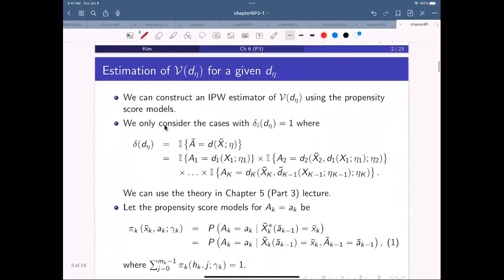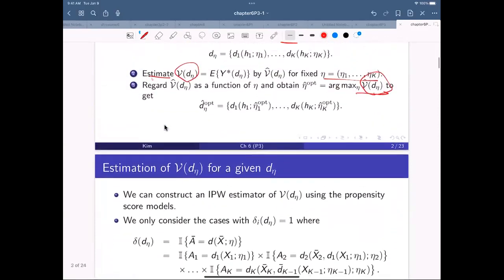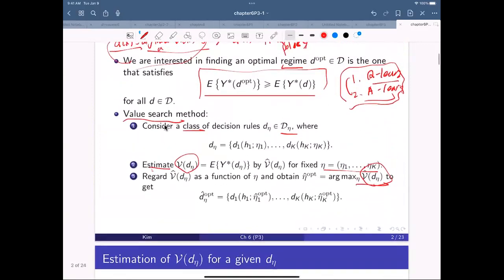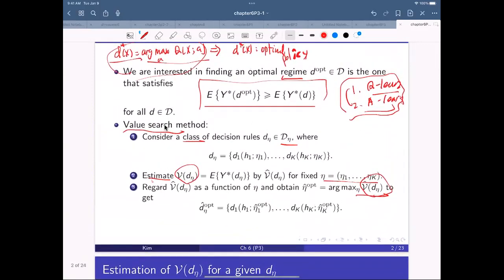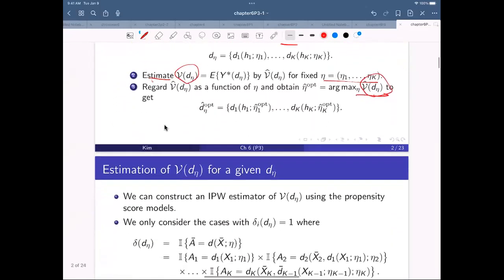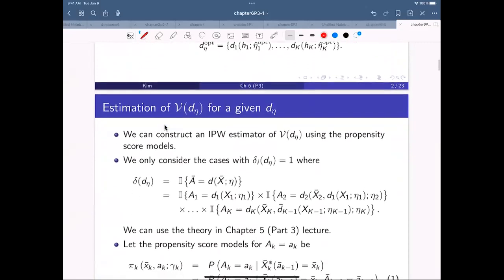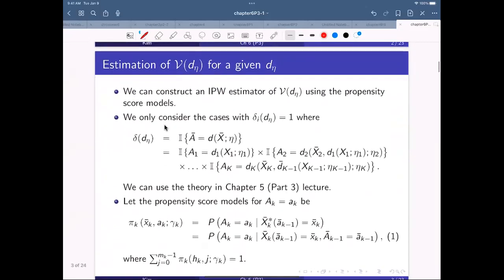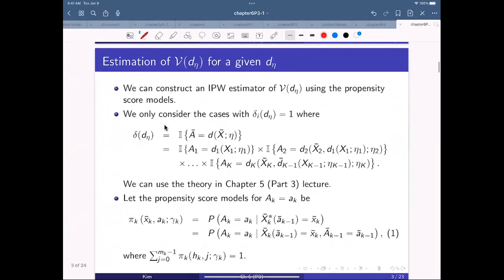So now the problem reduces to how to compute the unbiased estimator of the value function for a given D. We'll first introduce the IPW approach, and then move on to the augmented IPW approach.